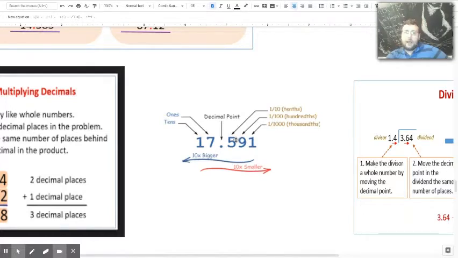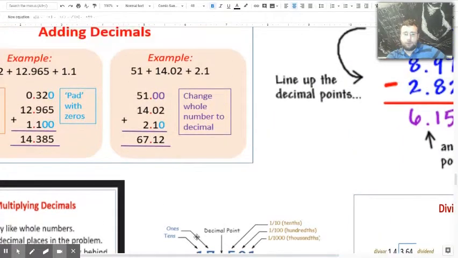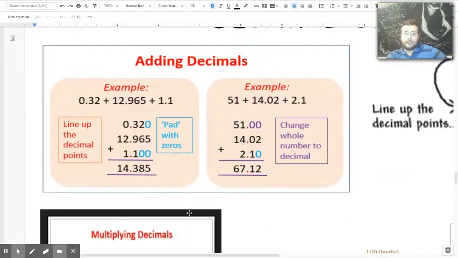Now, how do we operate using decimals? So let's start with adding. When you're going to add decimals, it's very important that you line up the decimal points. So for example, if I'm trying to add 0.32, 12.965, and 1.1, all of which have different amounts of decimals, you have to make sure that all the tenths line up and all the hundredths line up and so forth. Pad the missing decimals with extra zeros. That's basically not adding anything to it.